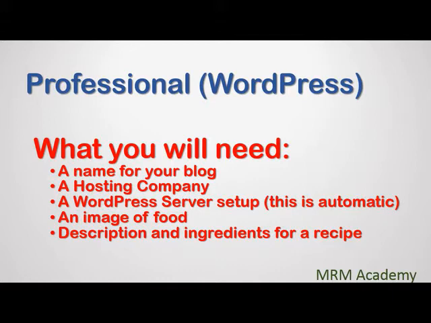The next thing you'll need is an image or a picture of some food or a recipe. And it can be anything you want. This is just to show you how to set up a recipe post to get that first recipe out there. And the last thing is a description and some ingredients for that recipe because we're going to show you where to put those. So you'll have your first recipe post ready.